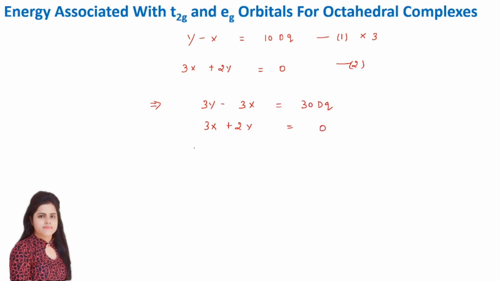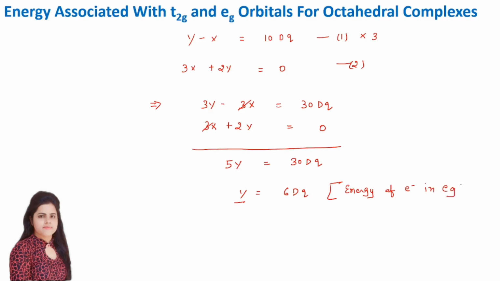Now I am adding these two equations. As you can see, plus 3x and minus 3x cancel out, and 3y plus 2y equals 5y, equal to 30 Dq. So y will become 6 Dq. Here y is the energy for the eg orbital, so this is the average energy for an electron present in the eg orbital. The average energy for each electron present in the eg orbital will be plus 6 Dq.